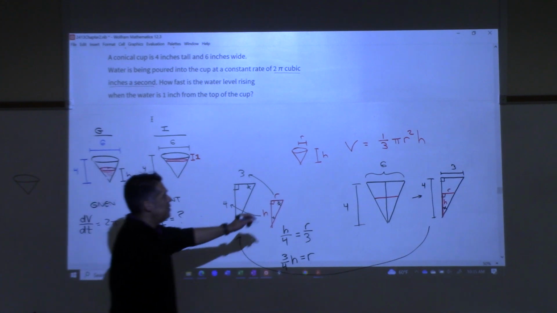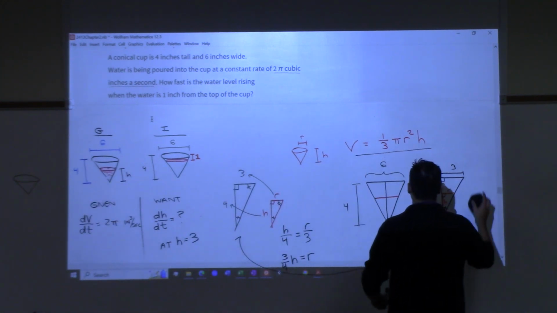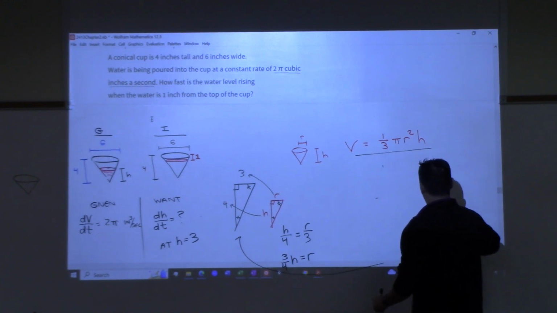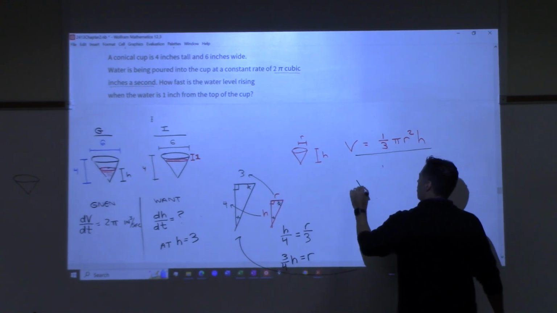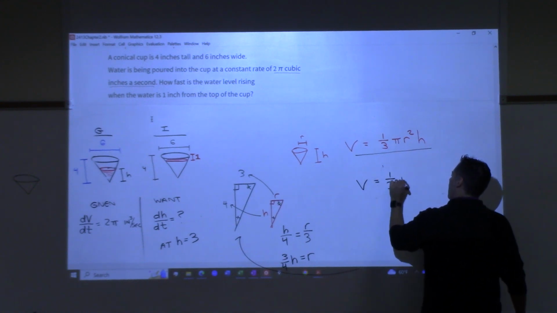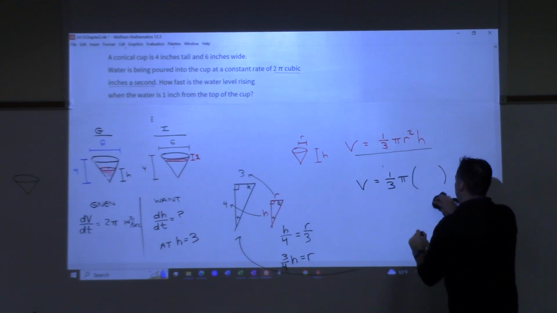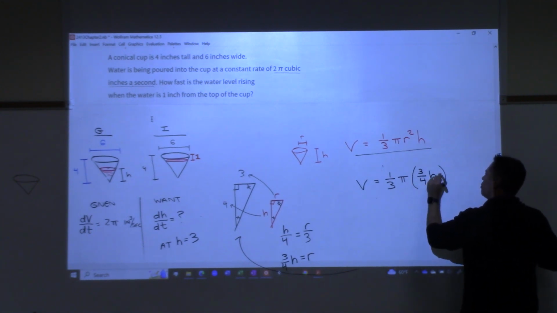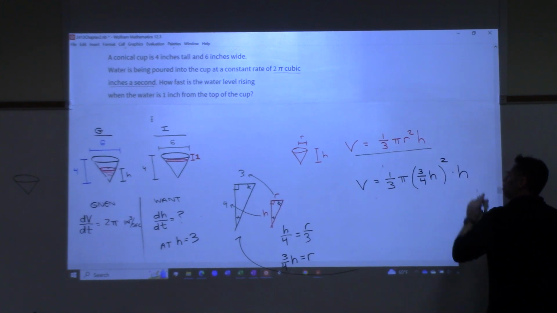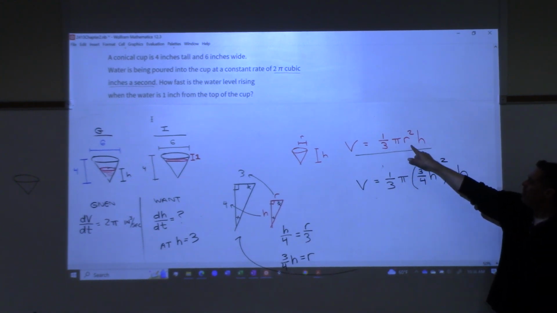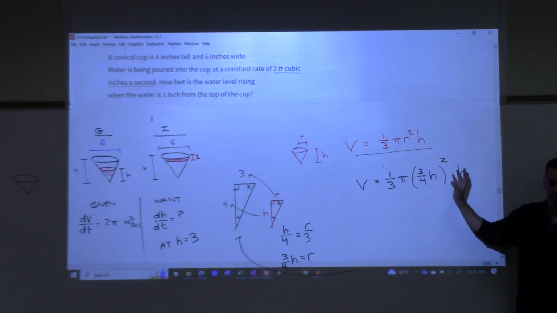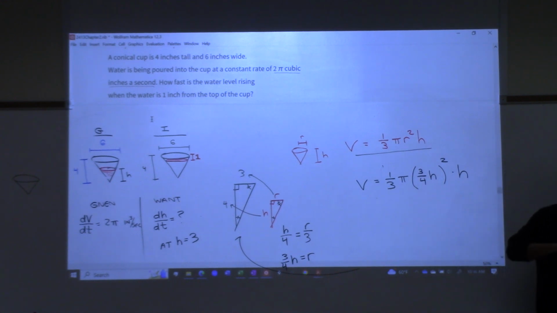And now I come back to this formula right here, and I'm going to plug things in. So my volume is now 1/3 pi. My radius is not going to be written as R anymore. It's going to be written as 3/4 H. That's the radius squared times H. Right? So I've replaced the R with something that has H in it instead. Now everything has H. So I have V and H connected with no other extraneous variables that cause a problem.